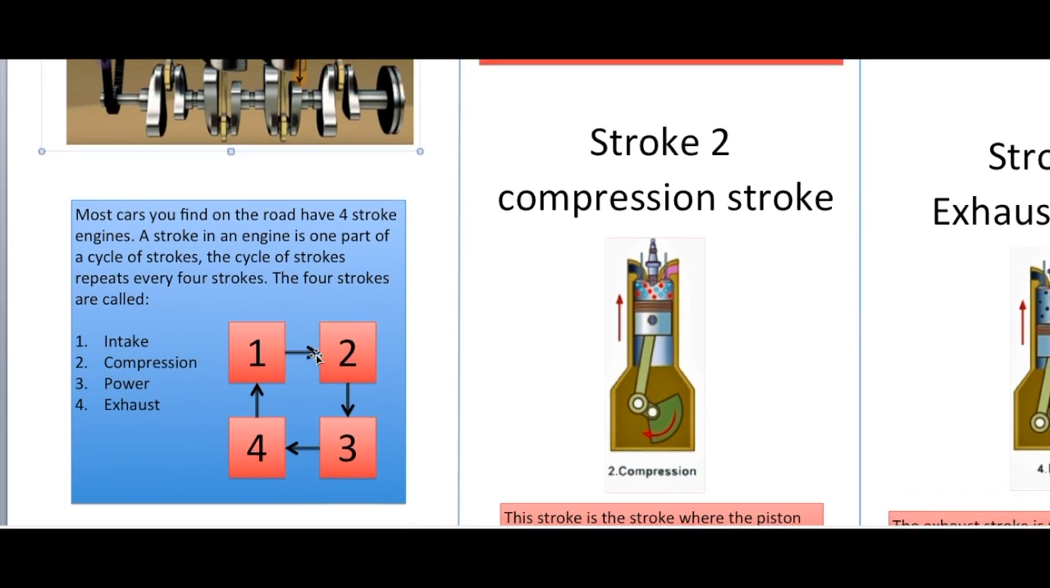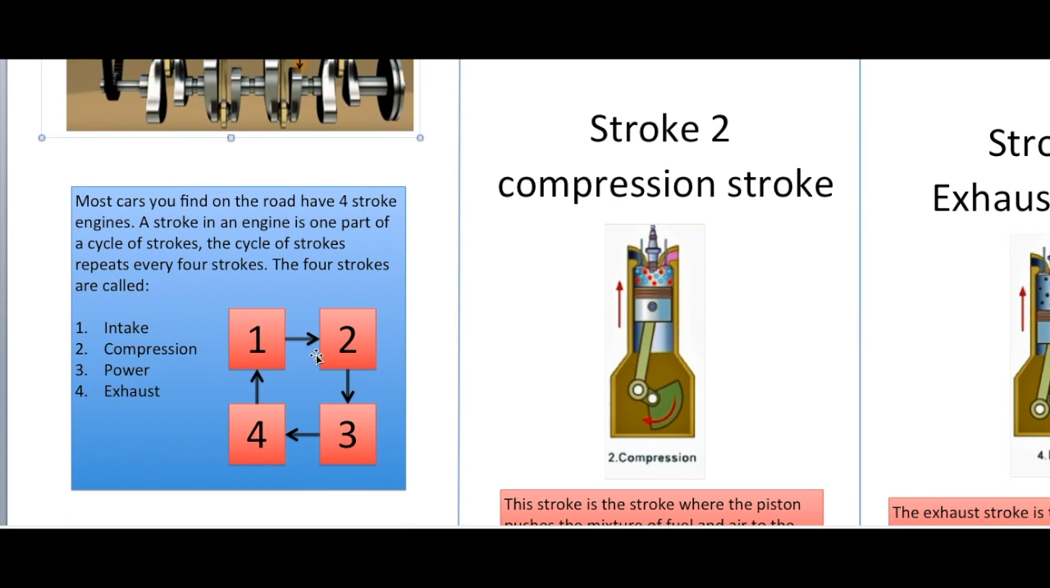Then you can come down here, and it basically says the cars you find on the road have 4 strokes. A stroke is one part of a cycle of strokes. The cycle repeats every 4 strokes. 4 strokes are intake, compression, power, and exhaust. So 1, 2, 3, 4. Intake, compression, power, and exhaust. Same thing, 1 is intake, 2 is compression, 3 is power, and 4 is exhaust.